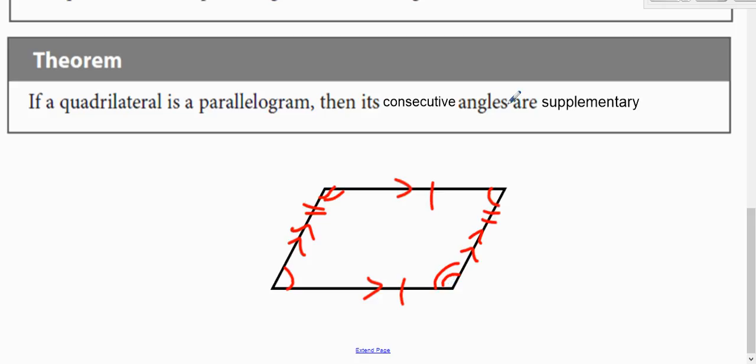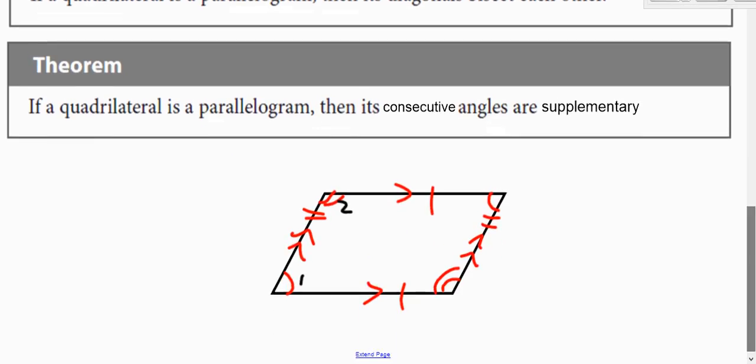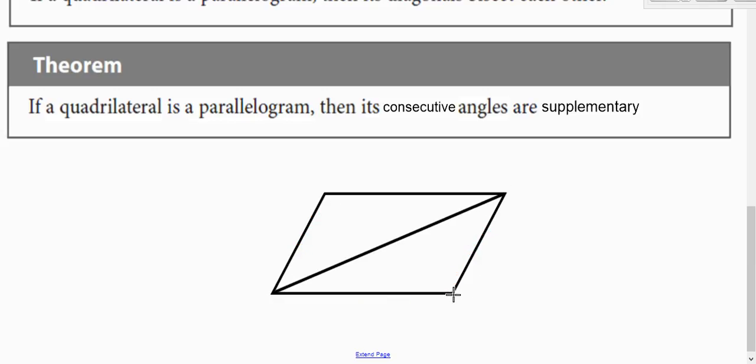This bottom theorem right here, while we're talking about angles, says that consecutive angles are supplementary. So not only are opposite angles congruent, but angle 1 and angle 2 right there have to add to be 180. And the diagonals bisect each other. The diagonals are the lines you draw across from corner to corner. They bisect each other, which means they cut each other in half. So one side is equal to the other side for each diagonal. There's a whole lot of properties about them.